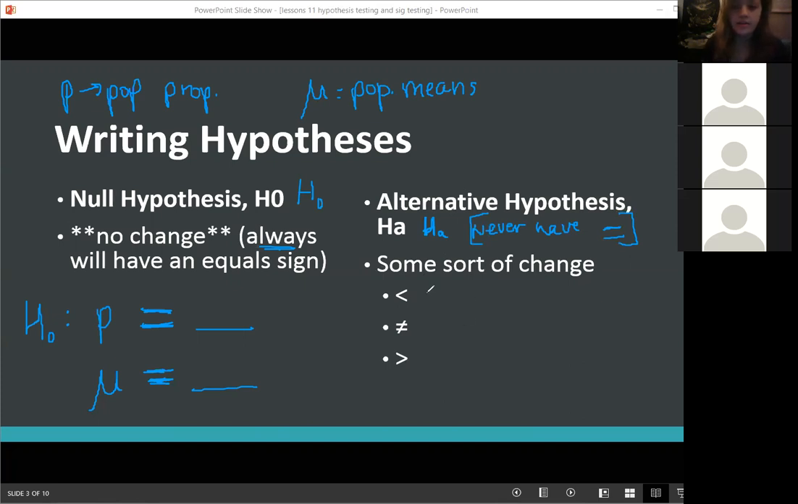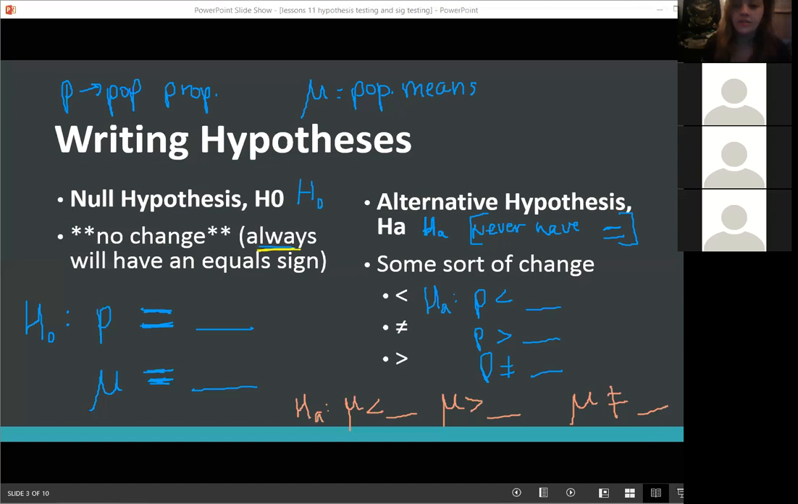So your alternative hypotheses can look like this. You can have p is less than a number, p is greater than a number, or p is not equal to a number. Or if we're talking about means, you can have mu is less than something, mu is greater than something, or mu is not equal to something. The main point is that there can never be an equal sign in the alternative, and we're always going to have an equal sign in the null hypothesis.